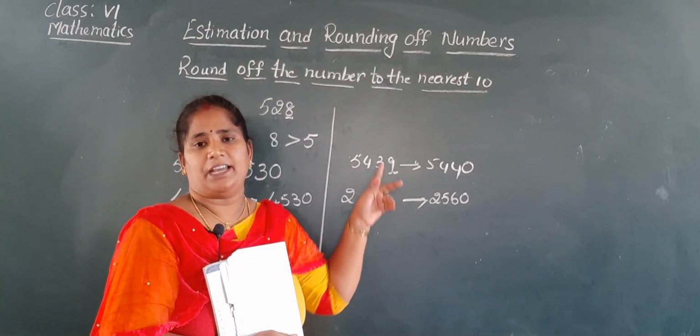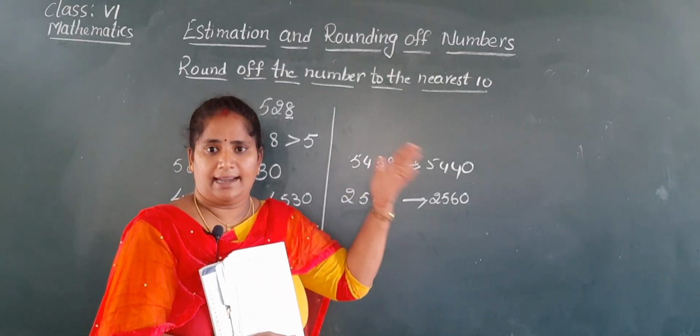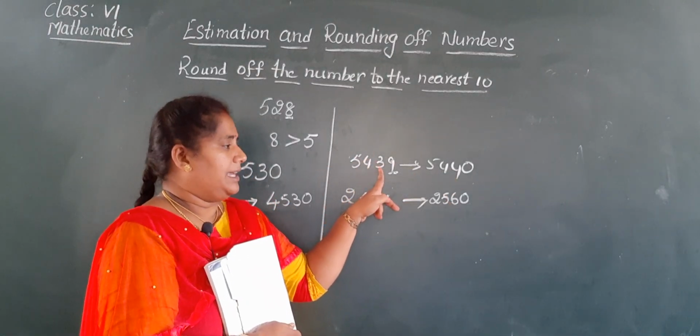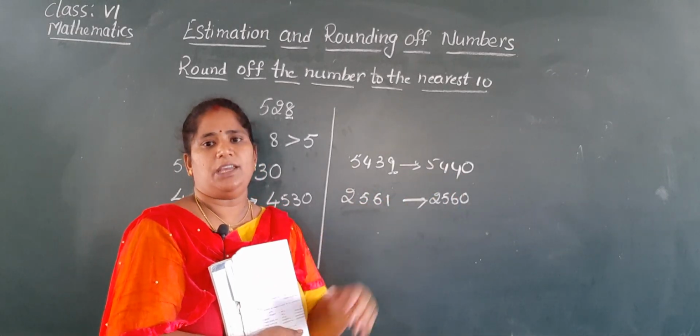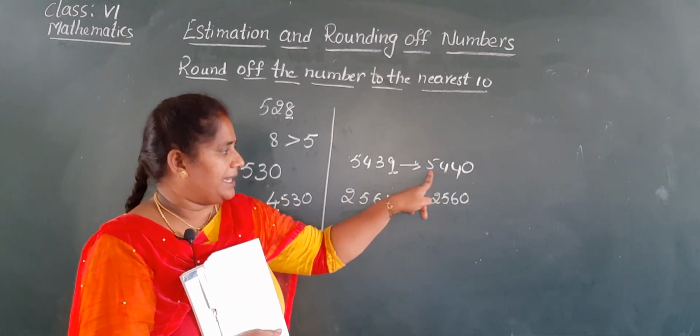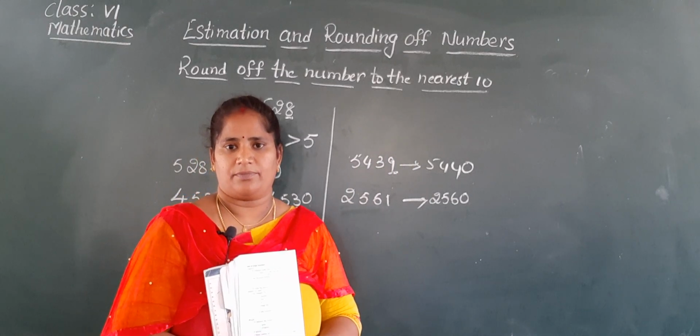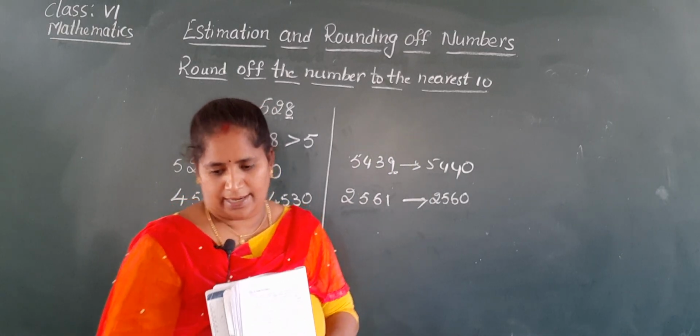If the digit in the units place is greater than 5, increase the tens digit by 1 and keep 0 in the units place. And the remaining digits we write as they are. Okay, is it clear to you? Okay, next one.